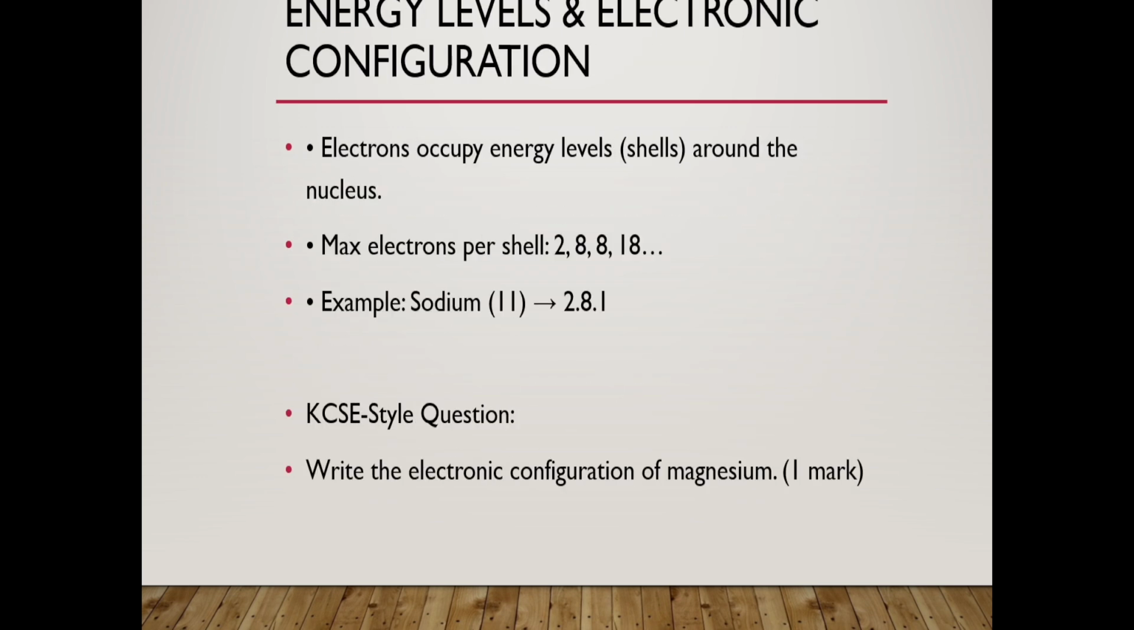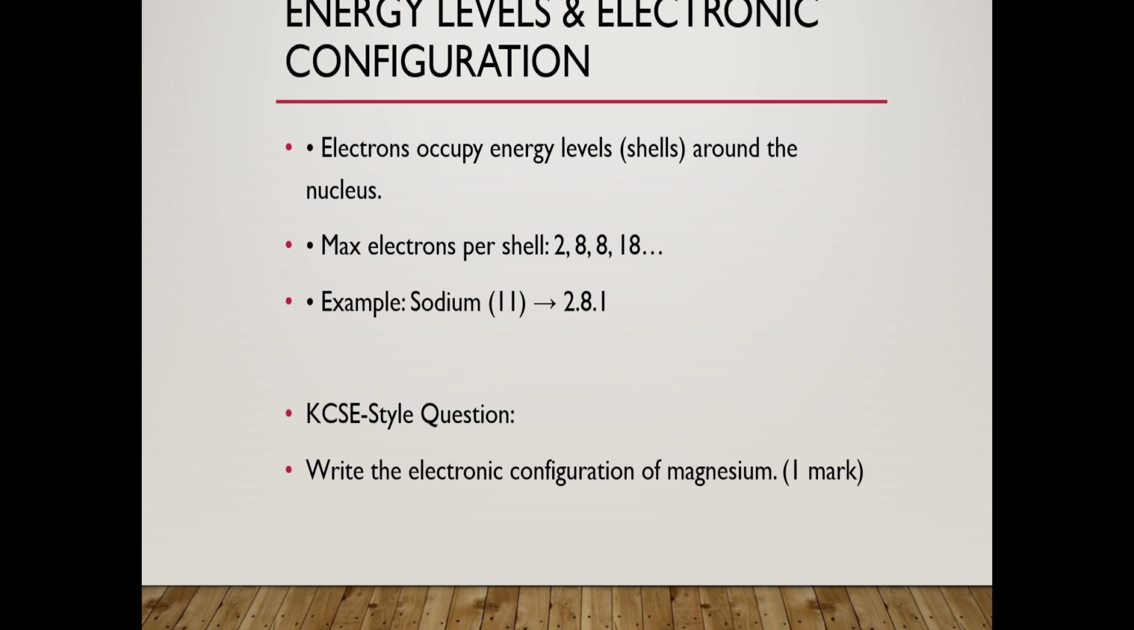Okay, let's go to the other subtopic, which is energy levels and electronic configuration. Now, we just said what an energy level is. An energy level is just a pathway through which electrons usually occupy or pass. So each atom or each element has its own energy levels, and we can't know in advance how many energy levels it has.